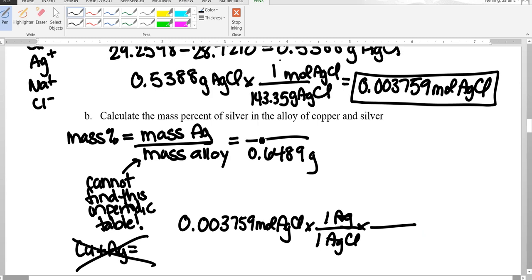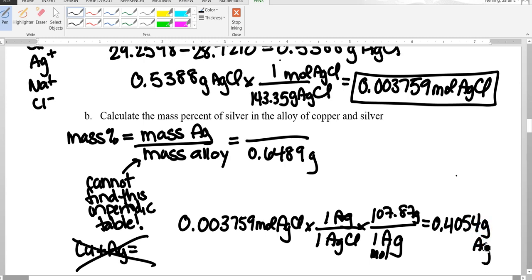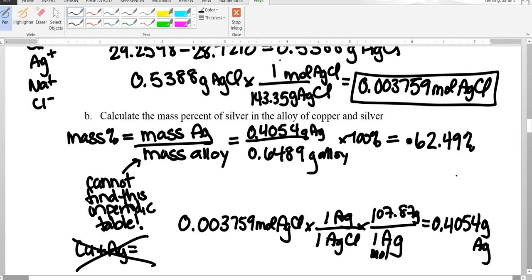And then I want to find grams of silver. So I'm going to do one more step and say every 1 mole of silver, I should be writing mole here, weighs, if I look up on the periodic table, 107.87 grams. So that means that I have 0.4054 grams of silver. So back up here, 0.4054 grams of silver divided by my grams of my alloy, multiply it by 100 to turn it into a percentage, I end up with 62.49% here.